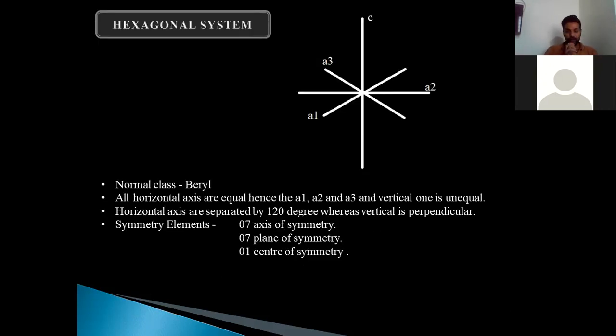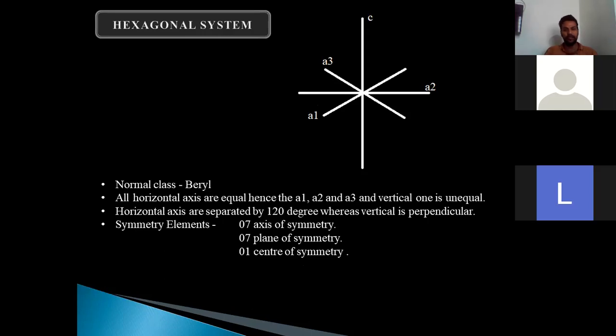So as I told, the hexagonal system consists of four axes. Out of four, three are horizontal axes, whereas the fourth one is vertical axis. In the diagram, you can see how the axes of hexagonal system are arranged. You can see here that each horizontal axis is separated by 120 degrees from the subsequent horizontal axis. These three axes, which are horizontal, are equal in length, and hence they are named as A1, A2, and A3. And they are separated by 120 degree angle.